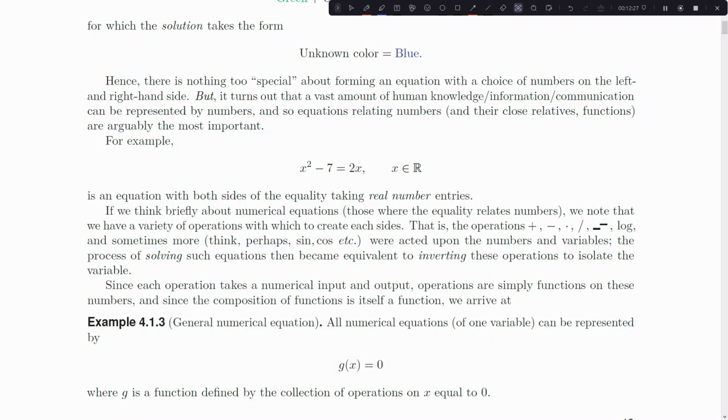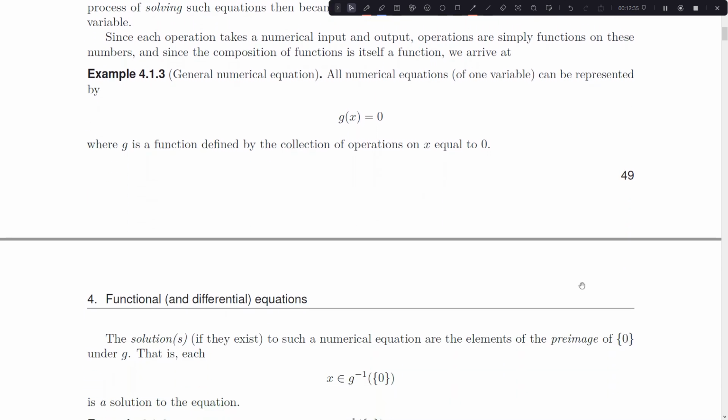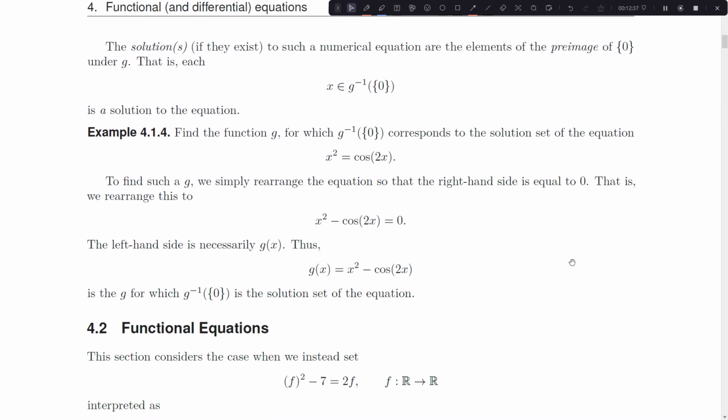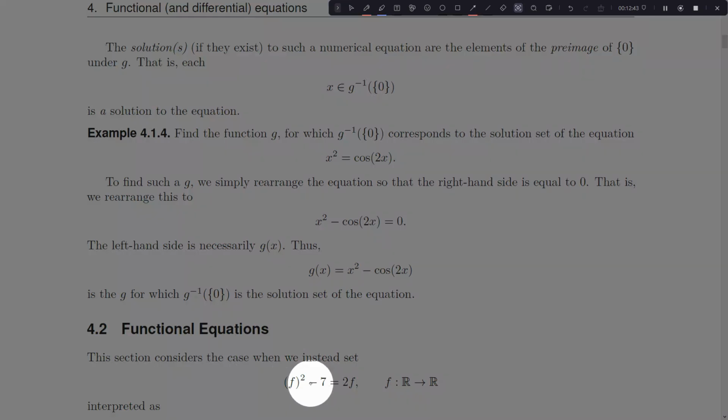x squared minus 7 is 2x. There's nothing special about me deciding that the x lived in some space of numbers R. I could perfectly well define the exact same equation as f squared minus 7 equals 2f. So basically what I've done is I've replaced every x here with the function f.